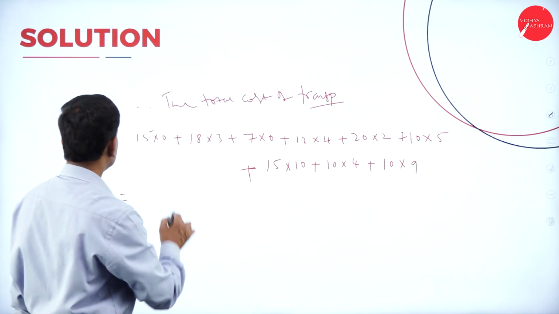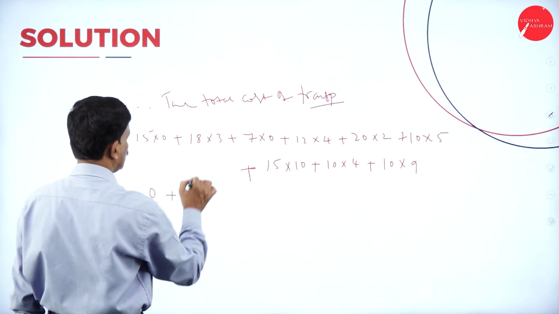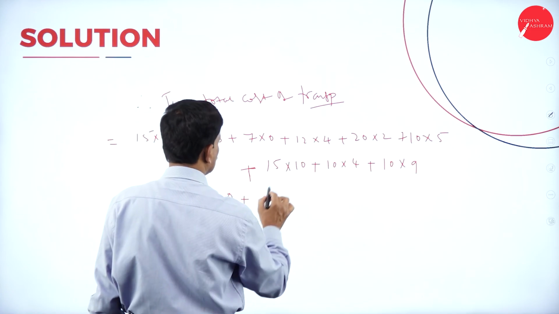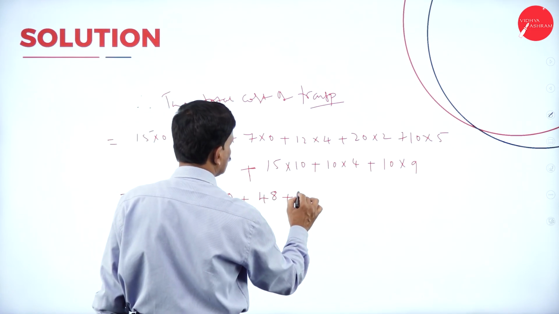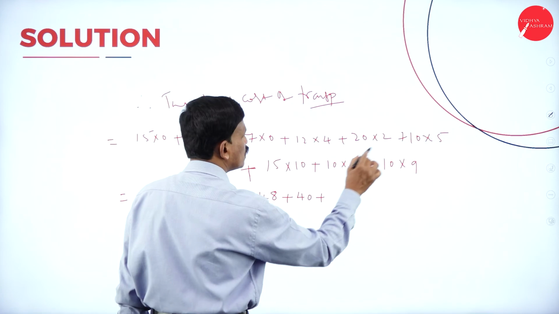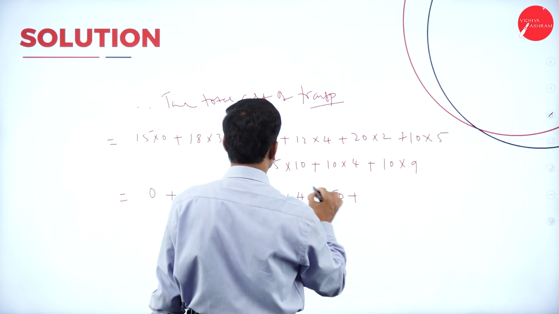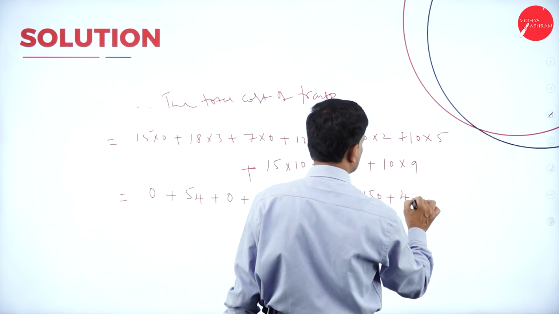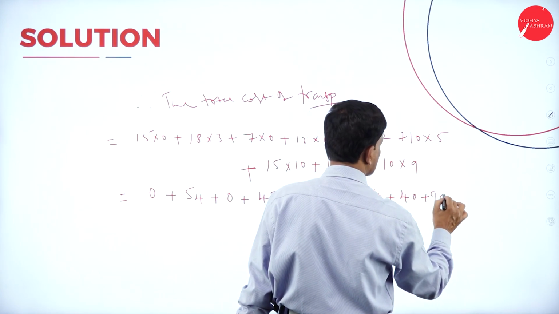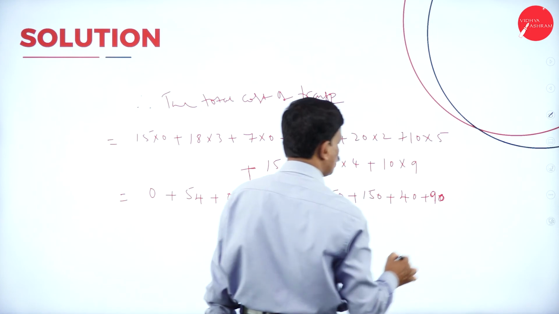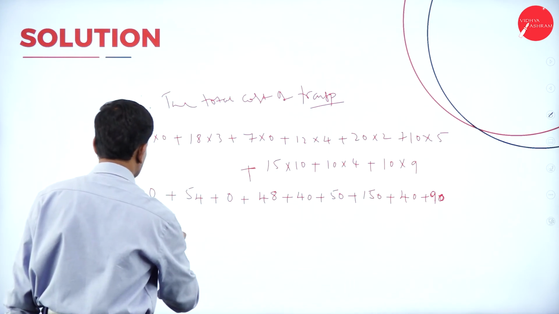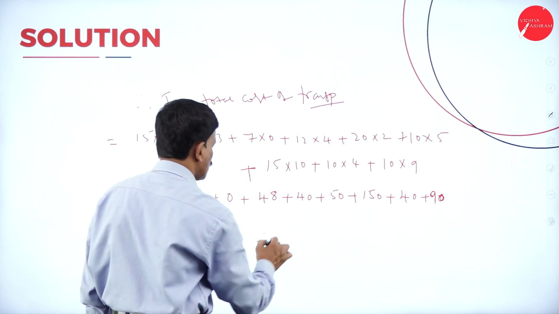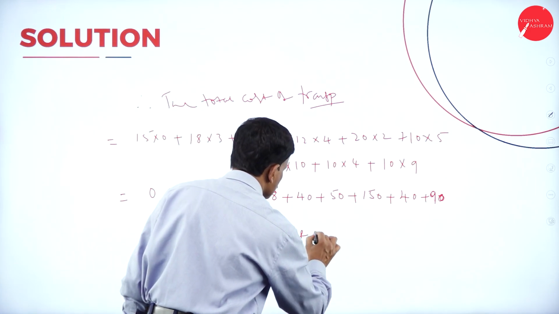Right. Now 15 into 0 is 0, 18 into 3 is 54, plus 7 into 0 is 0, 12 into 4 is 48, 20 into 2 is 40, plus 10 into 5 is 50, plus 15 into 10 is 150, plus 4 into 10 is 40, plus 10 into 9 is 90. So if you add this, what is the answer you are going to get? 472.